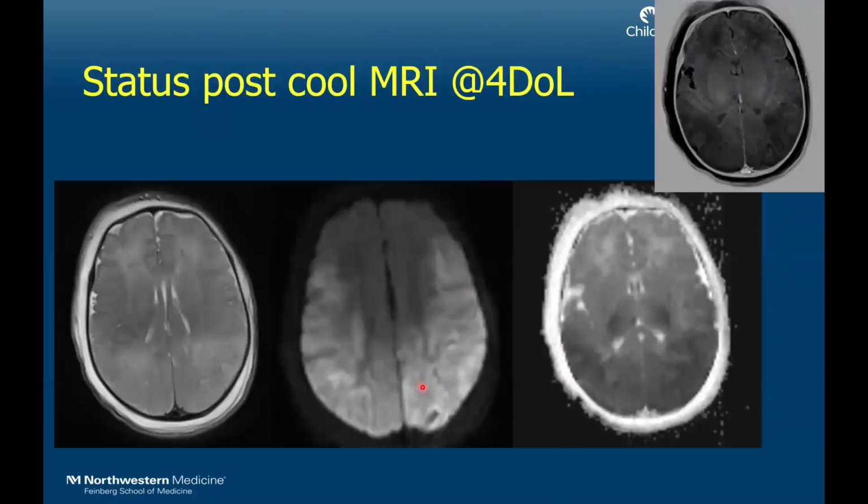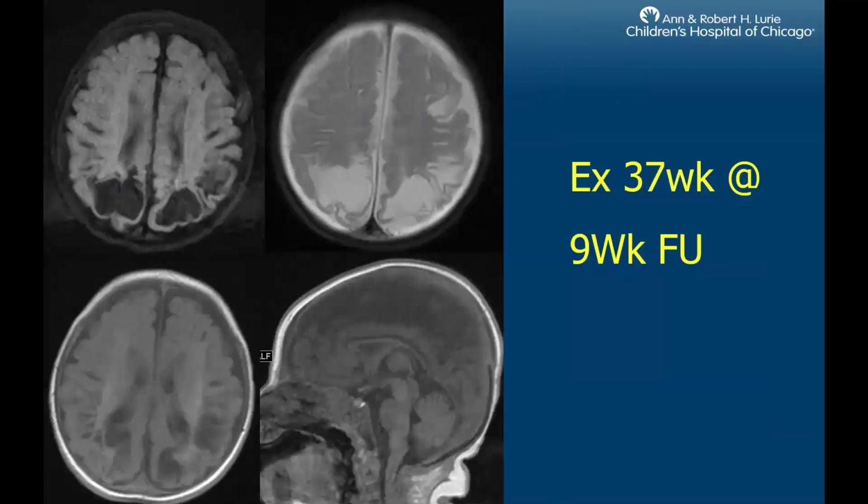And then here, this is a case of cooling, showing that prolongation of the DWI signal. And then here, this is important from a subsequent prognosis and follow up standpoint. There is severe cystic encephalomalacia, follow up at 9 weeks, with severe volume loss, diffusely bilateral, posterior predominance, subcortical, and this is the late sequelae of HIE.